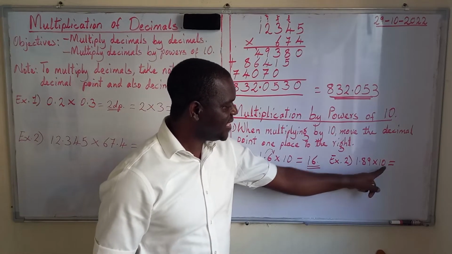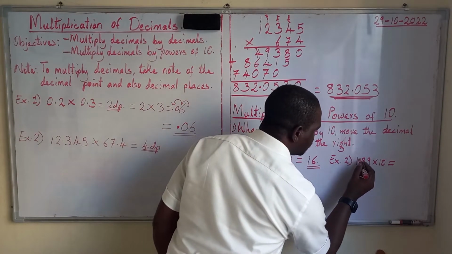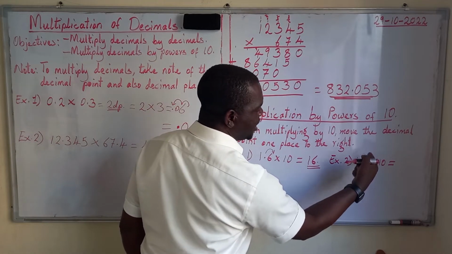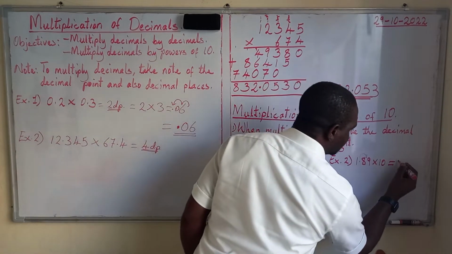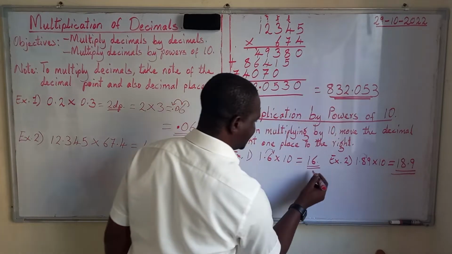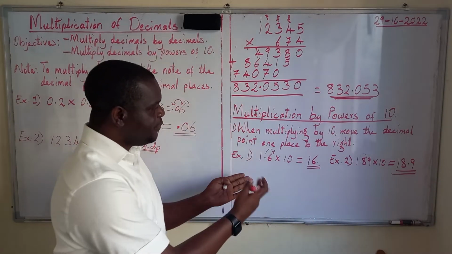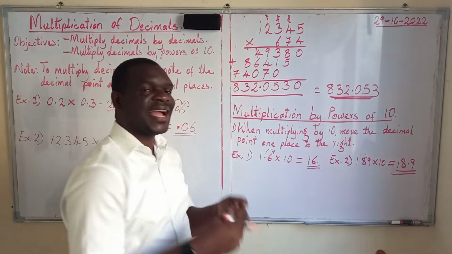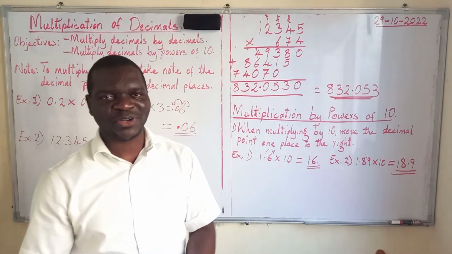1.89 times 10. We've said the decimal point should be shifted 1 time to the right, so it comes between 8 and 9, and the answer will be 18.9. So this is what you do if you are asked to multiply by 10. Let's look at how to multiply by 100.